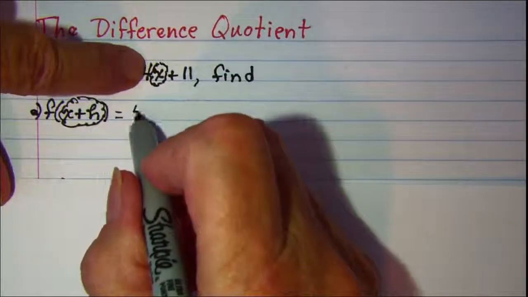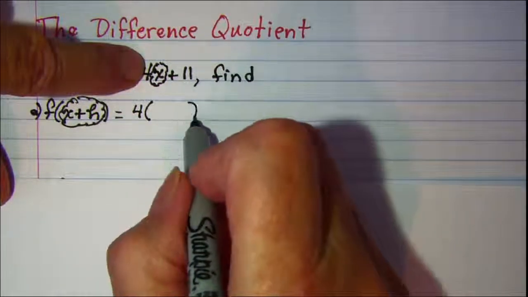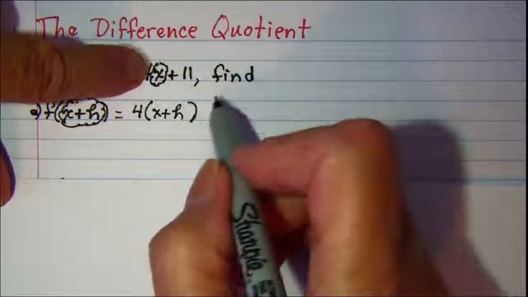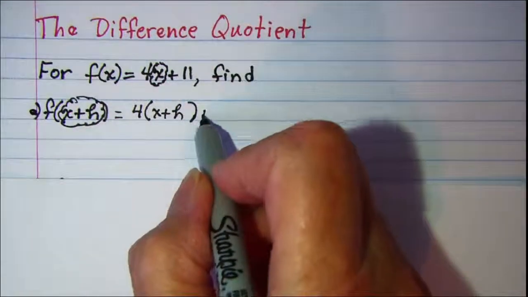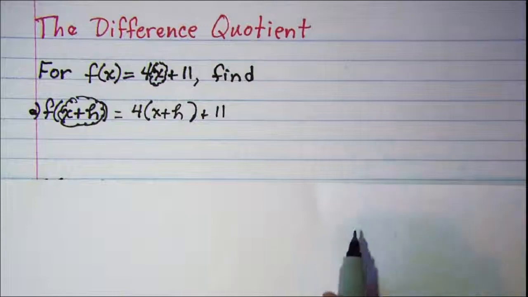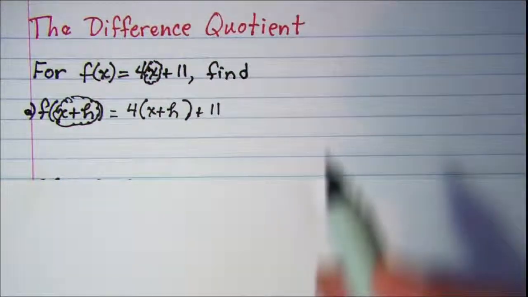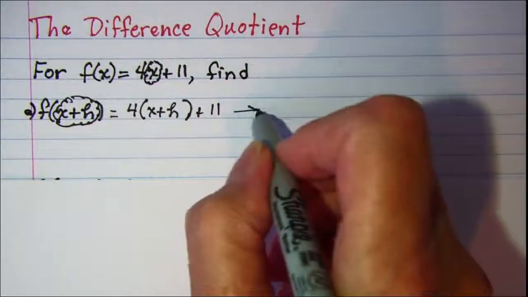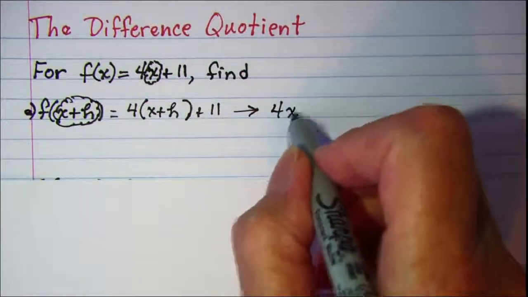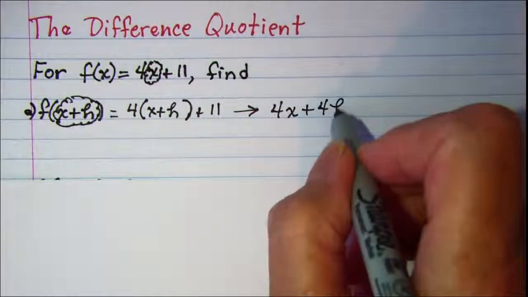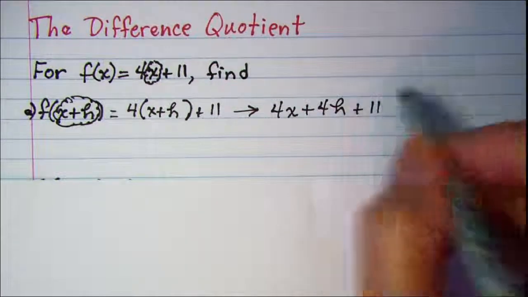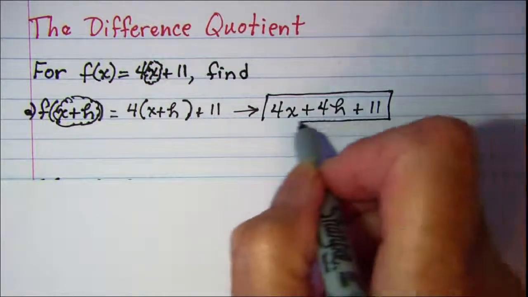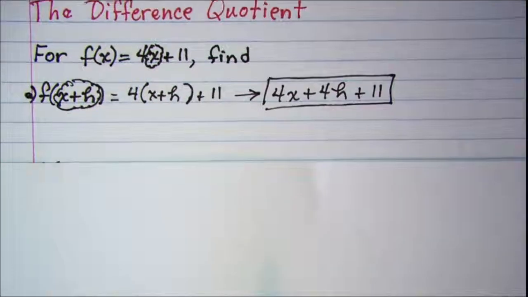So we have 4 times, and then in place of x, we'll put in x plus h, and then continue writing plus 11. Now we're just going to simplify this, distribute our 4. So this is 4x plus 4h plus 11. So f of x plus h is this expression right here.